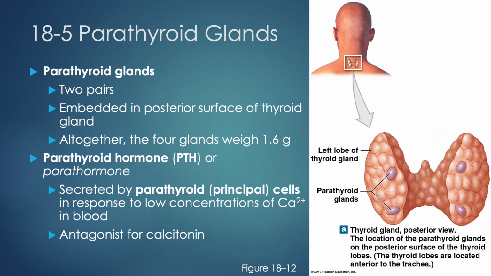They can be located way up at the very most superior tip of the superior pole of the thyroid, or even in soft tissue somewhere nearby. So locating them can be tricky occasionally. So parathyroid hormone, or parathormone, which is secreted by the principal cells of the parathyroid gland, will be secreted whenever they are responding to low concentrations of calcium in the blood. This also allows them to function as an antagonist for calcitonin.